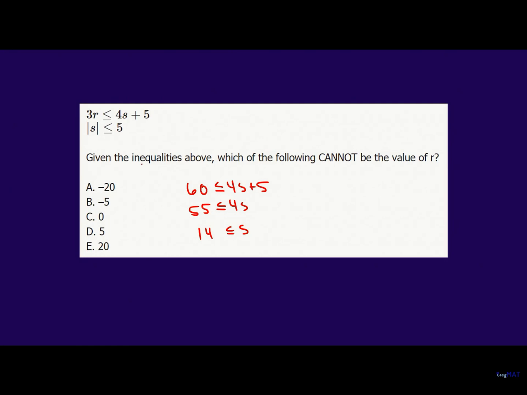Can s be greater than 14? Is that possible, or is that never possible? Not possible. It's never possible. So in the -20 case, we could say, oh yeah, s can equal 0, but the minimum we can say here is like s equals 14 or 15. It just doesn't work.